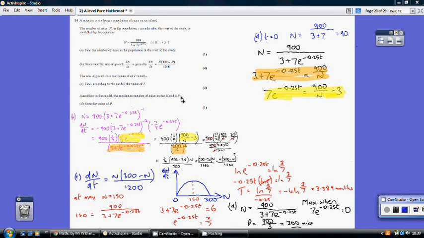Part D, according to the model, the maximum number of mice on the island is p, state the value of p. So let's go back to the number of mice on the island. Now, in order to maximize this, we're going to want this term in the denominator to equal 0. That's the smallest it can be, given it's e to the power of something. So we want this to be 0. So we're going to have 900 over 3, which is 300 mice.